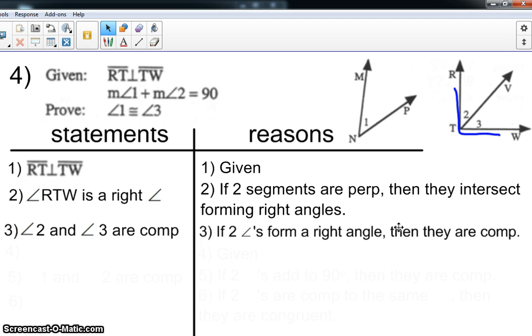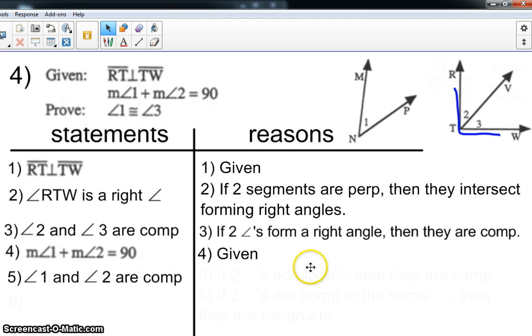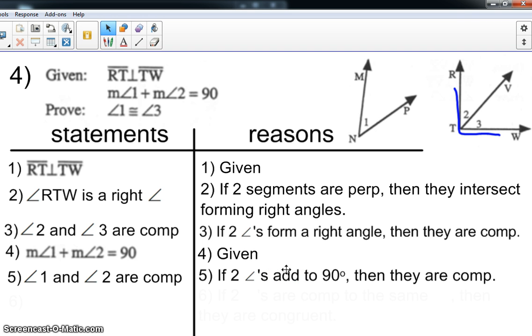And then if I look back at the other given statement, I know that if two angles add up to 90 degrees, I can also say that they will be complementary, so I need to bring in the other given statement. And because those two angles equal 90 degrees, they are complementary. Two angles add to 90 degrees, then they are complementary.